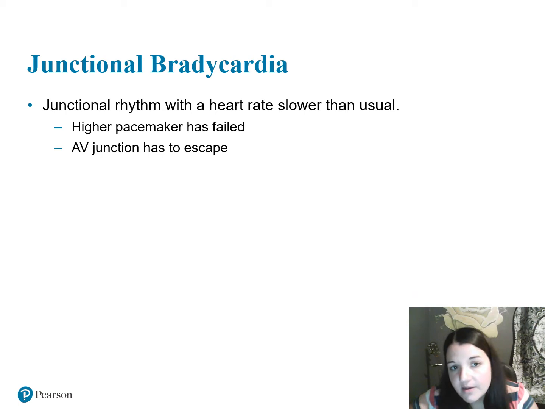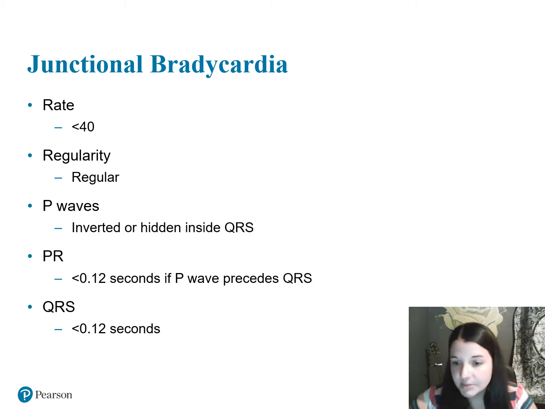But if it's coming from my junctional, my heart rate is going to be less than 40 beats per minute. Because what is my beats per minute coming from the AV node? 40 to 60 beats per minute. So if I'm a bradycardia coming from the AV node, the rules of the AV node is it's 40 to 60 beats per minute. So my bradycardia is going to be a lower heart rate, less than 40 beats per minute.